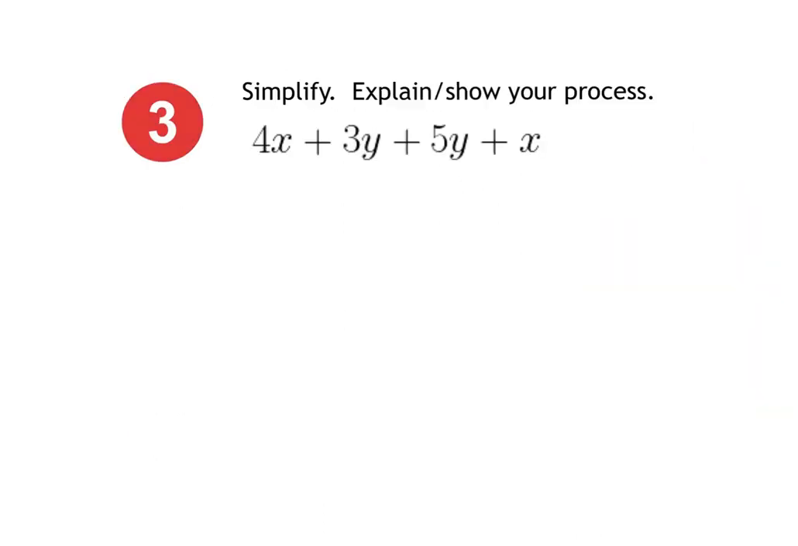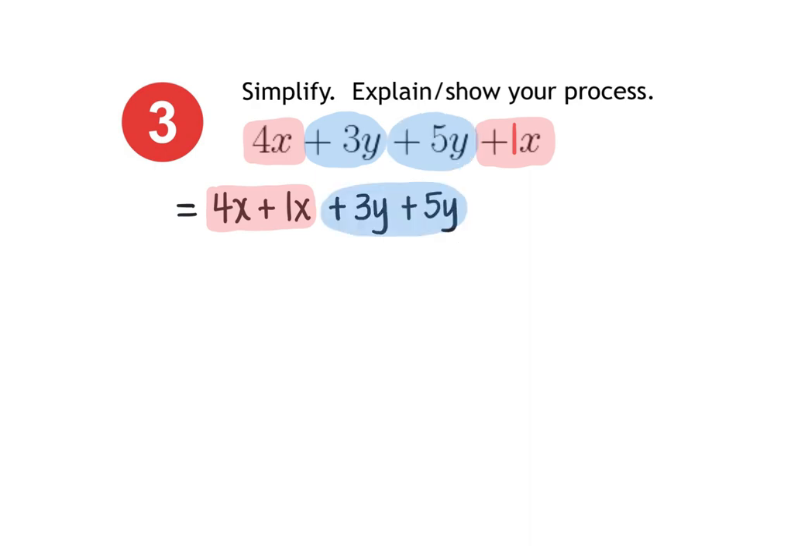This expression has both x's and y's in it. As we know, like terms are ones that have the same variable with the same exponent on it. So the 4x can be collected with the other x term, which happens to be a 1x. The 3y can be collected with the 5y because they both have y variables in them. That would mean that our simplified expression would be 5x plus 8y.